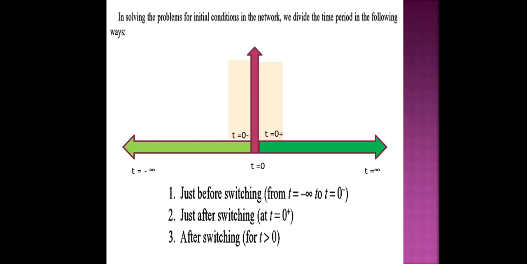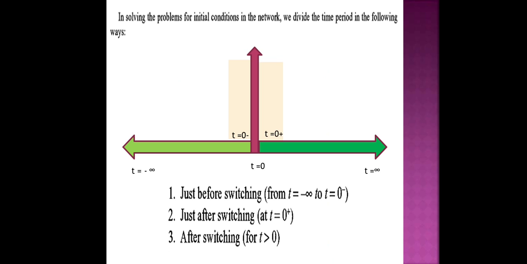Now we are going to talk about solving the problem for the initial conditions in the network. We divide the time period in the following ways. Say t is exactly at the center point, where the x and y axes intersect, t equal to 0. It extends on both sides: the left side tends to minus infinity and the right side tends to plus infinity.